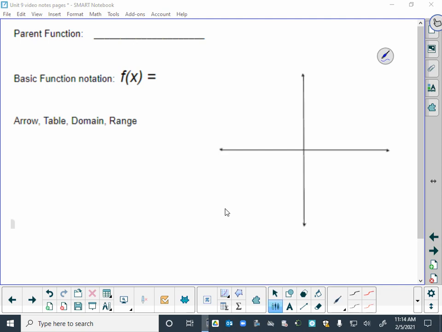All right, it is time for a new parent function. We're going to take a look at the one called the reciprocal function. I also refer to it frequently as the flip it over function. Basic notation is f of x equals 1 over x. We may add another notation a little bit later when we learn some extra.